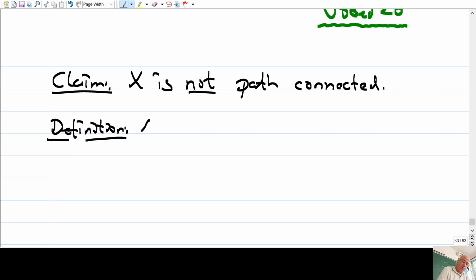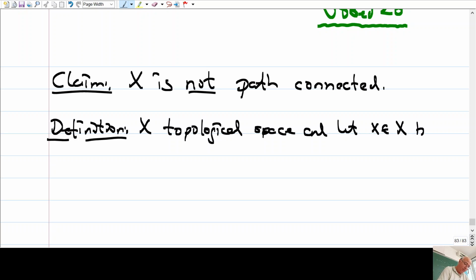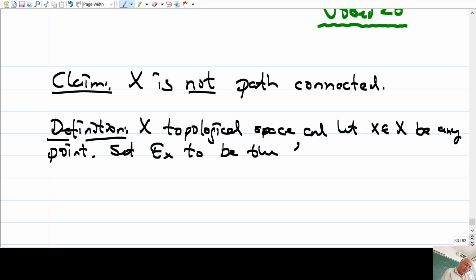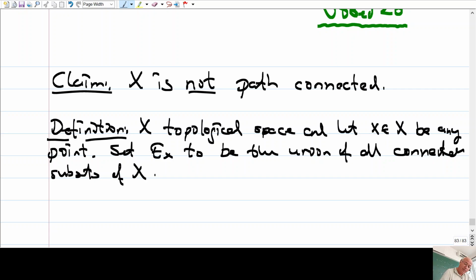X bir tane topological space olsun. Let X be a topological space, and let x be any point. Set E_x to be the following union: the union of all connected subsets of X containing x.